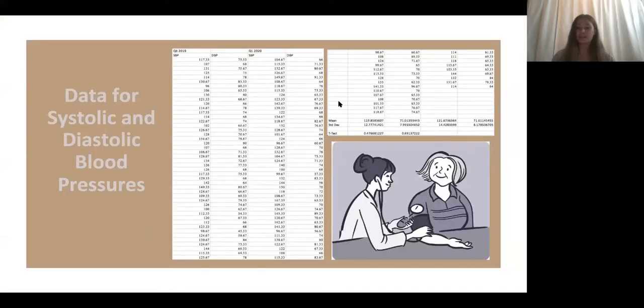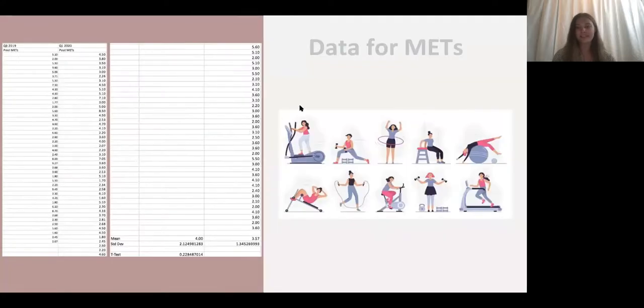Here's my data, including both systolic and diastolic blood pressures for the on-site population as well as the at-home population. And here's my data, including METs for both the on-site population as well as the at-home population.